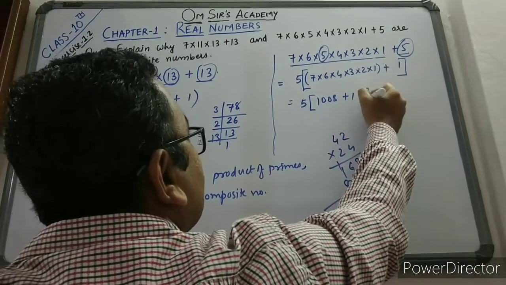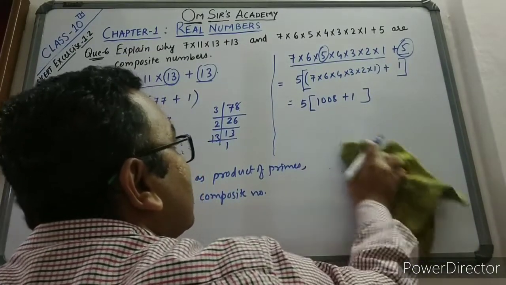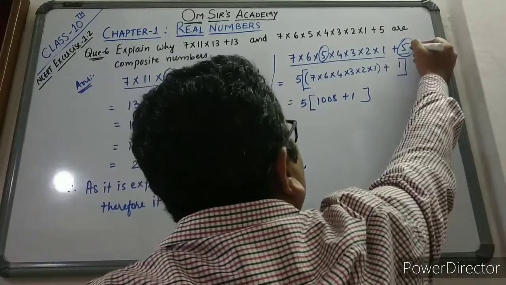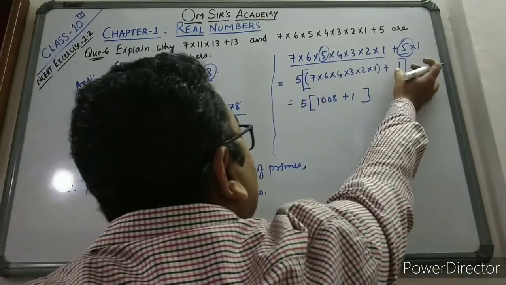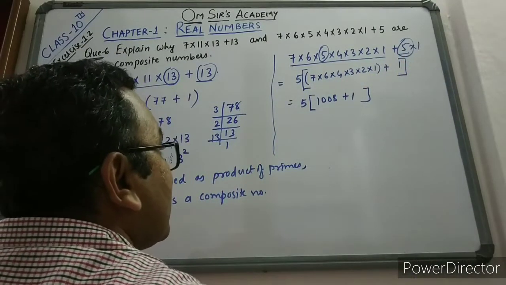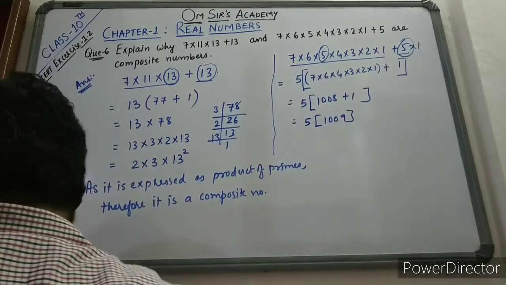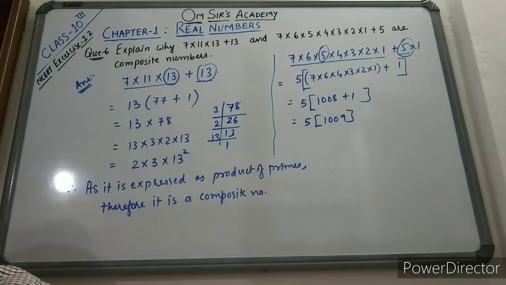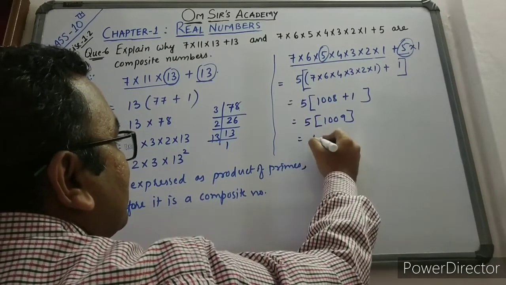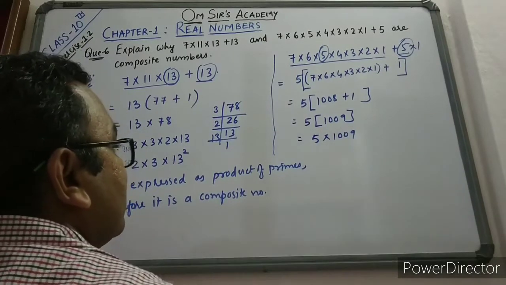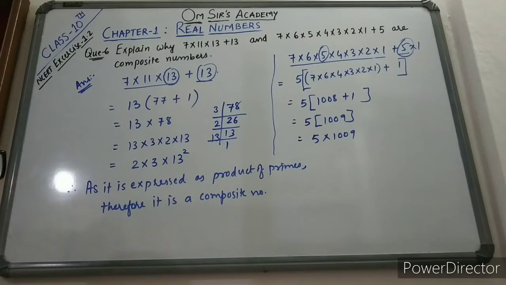So the answer will be 1008 plus 1. This whole, if I multiply, I will get 1008, and plus, what will remain here? 5 is also multiplied with 1. So if I take out 5 as common, what will be left inside the bracket? 1. So it is 5 into 1009. Is it clear? So 5 into 1009. 1009 is also a prime number. So we can write 5 into 1009. So this also we expressed as a product of primes.